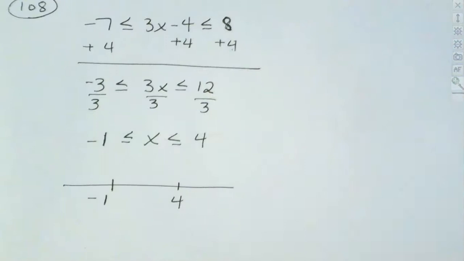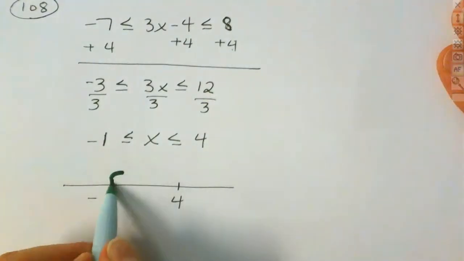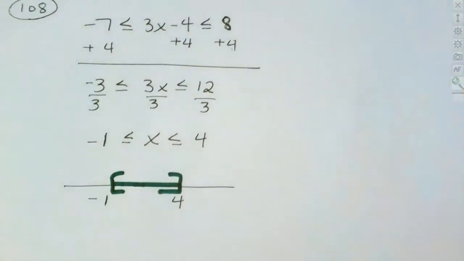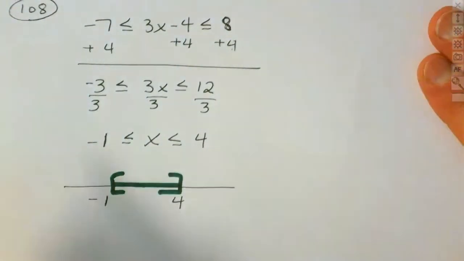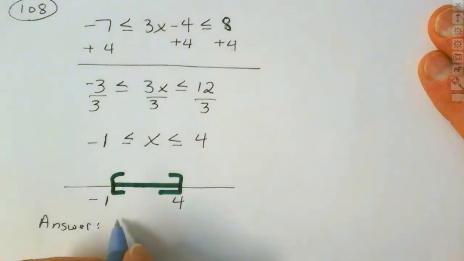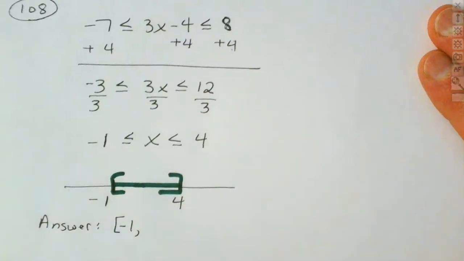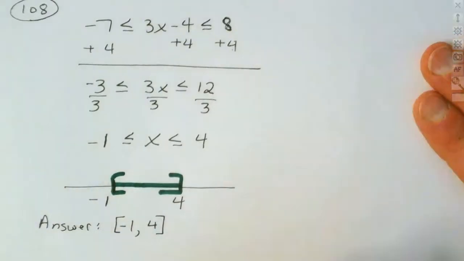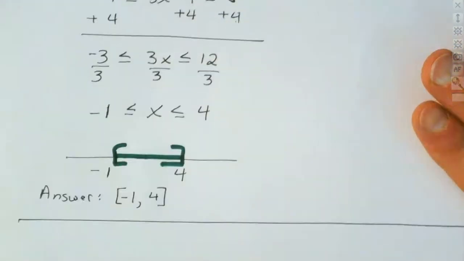What do these get? Brackets or parentheses? Square brackets. And there it is. What would your answer look like now in interval notation? It would be negative 1 with square brackets to positive 4 with square brackets, right? That's going to be your answer.